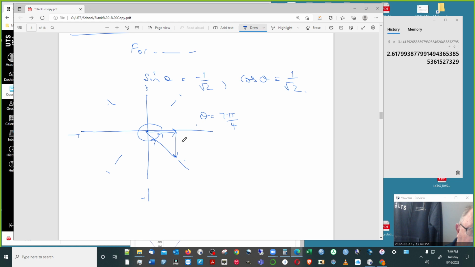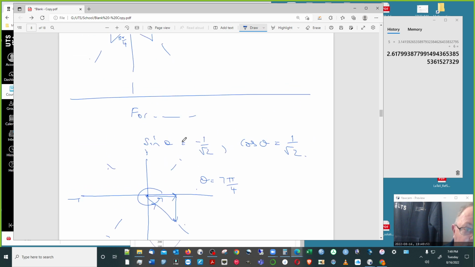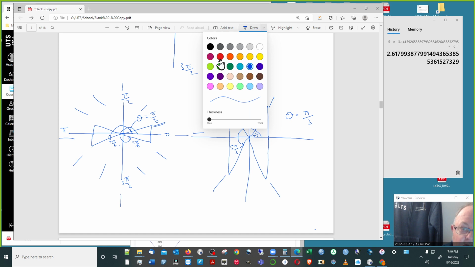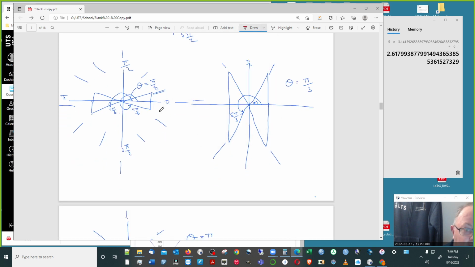You know what I love about this method the most? Negative angles. It's awesome. Positive angles you count that way. Negative angles you count this way. Look at this. Theta is negative pi on 6. Guess what that's equivalent to? Positive 11 pi on 6.